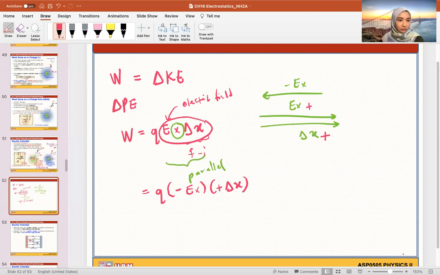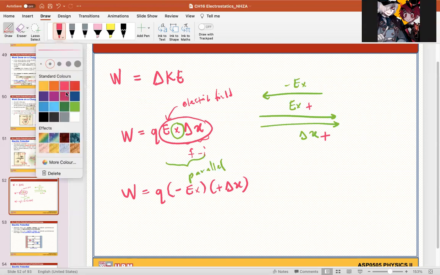Ex is a vector, which means it has direction, so you need to take care of the direction. It has to be parallel. It can be opposite or in the same direction as your displacement. I hope that is clear. What else? What is the relation between the work done on a charge by the electric field and the potential energy associated with the charge? What's the equation?